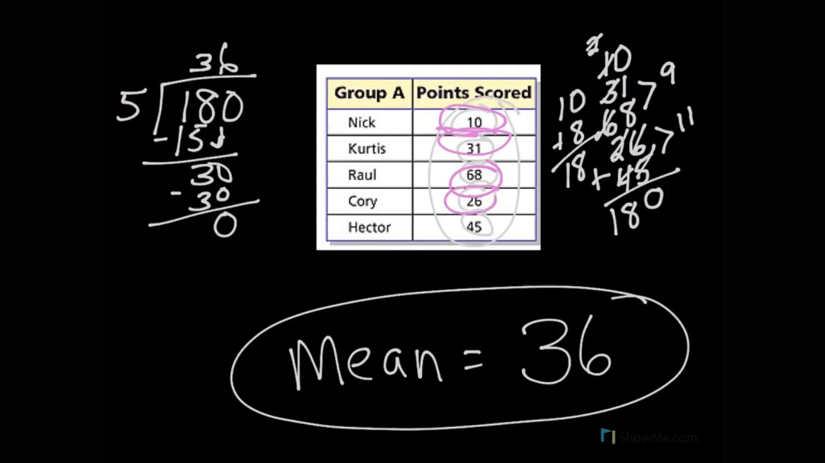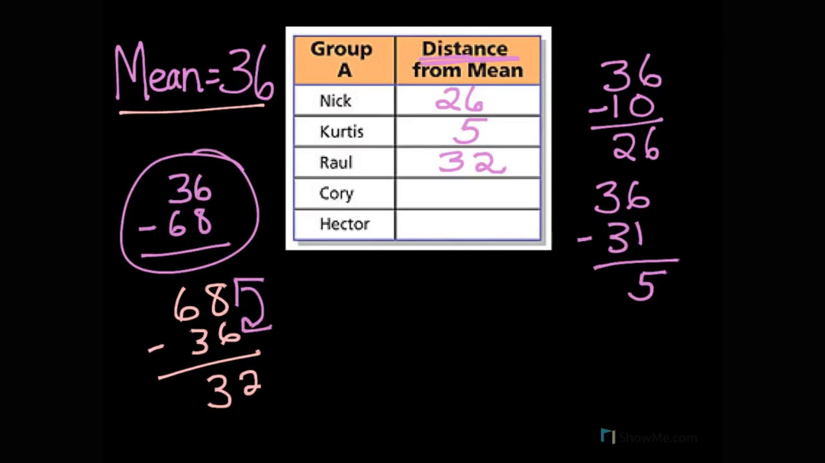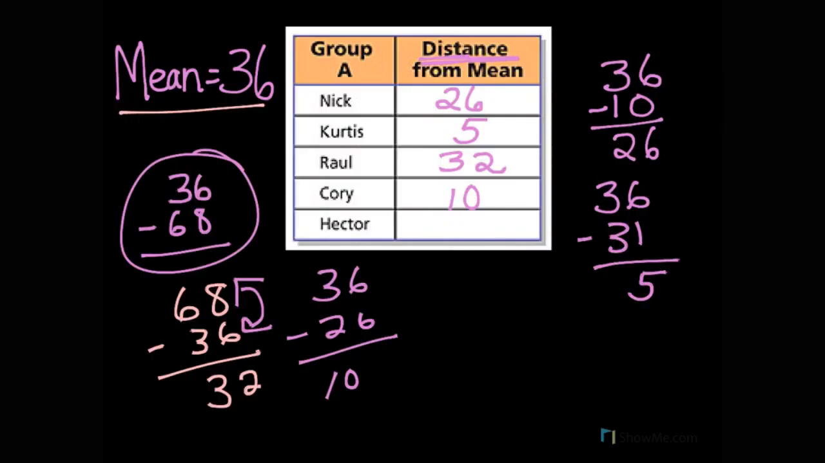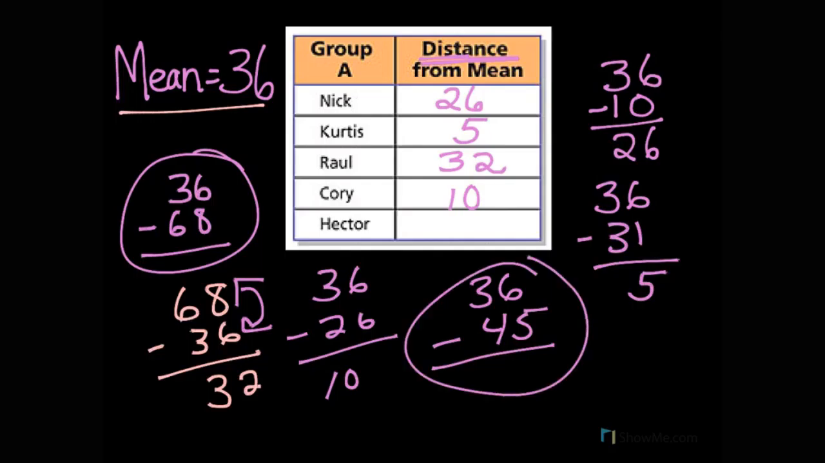So in this case, I can actually flip them because I'm just finding the distance from the mean. Going back, Corey had a score of 26. So 36 minus 26, he is 10 away from the mean. And Hector had a score of 45. Again, I can't do 36 minus 45. It's the distance from the mean. So I'm just going to flip. And 15 minus 6 is 9. Oh, it's 9 away.